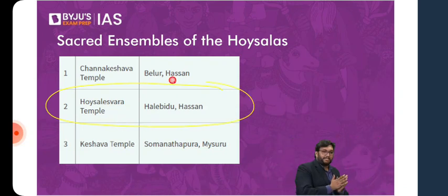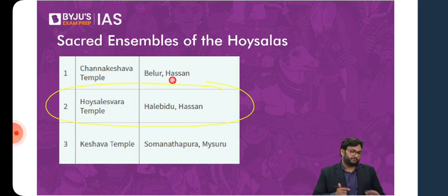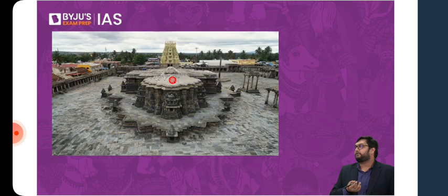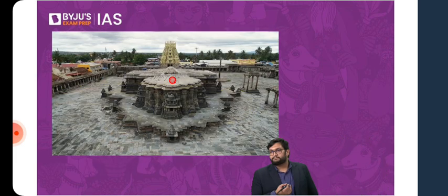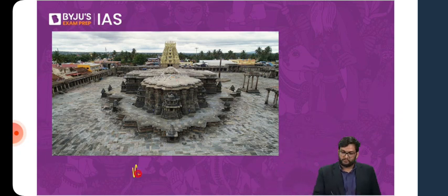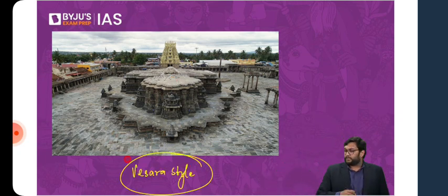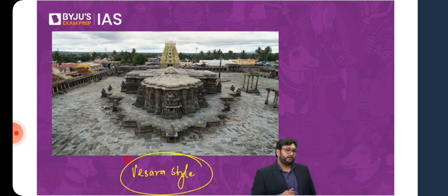Now, what style is this? Can anybody tell me what style of architecture this is? Very good. Vesara style. It is a mixture of both North and South Indian concepts. You know that this is the Jagati. The zigzag pattern, which you see here, is something which it is known for.